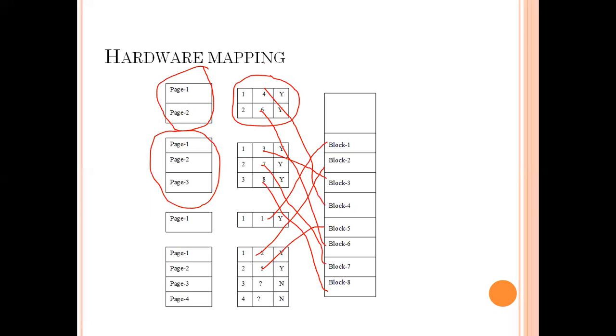Now altogether, how many blocks do we require? For the first job, 2 blocks. For the next job, 3 blocks. 3 plus 2, 5. Next one, job 6. And next one, 4. Altogether we need 10 blocks. But you have only 8 blocks. In that case, with a space of 8 blocks in the physical memory, the operating system successfully executes a program which needs altogether 10 blocks. So this is the concept of virtual memory.